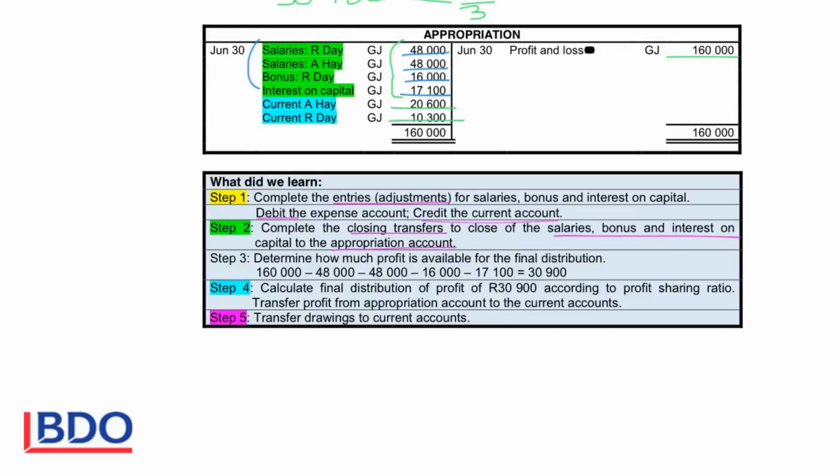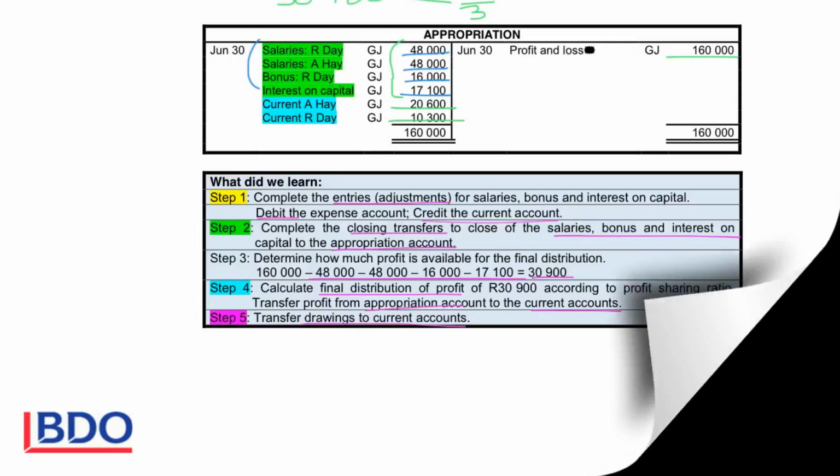Then we must determine how much profit is left for the final distribution. So I take the profit and I deduct all those expenses that must be paid to the partners to see how much profit is left over that can be divided between them in the ratio 1:2. We calculate this final distribution of profit and we transfer it from the appropriation account to the current account. We will transfer drawings to the current account, and then we will calculate the balances at the end of the year.